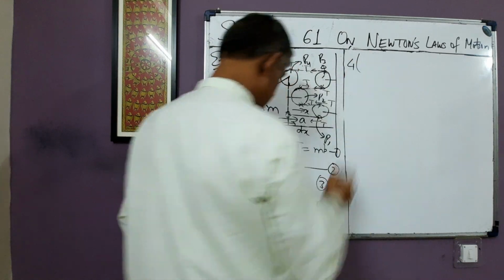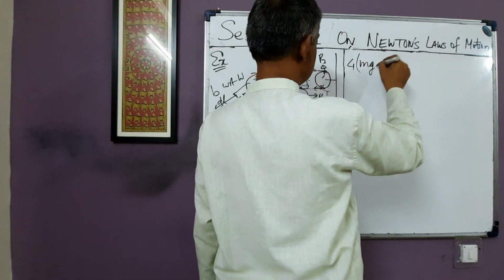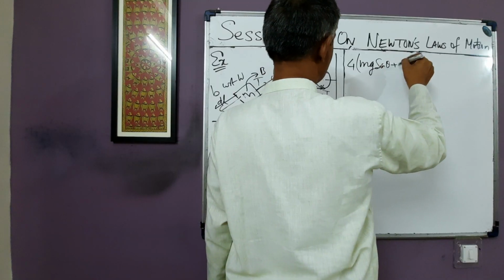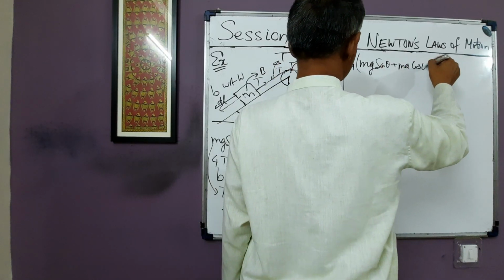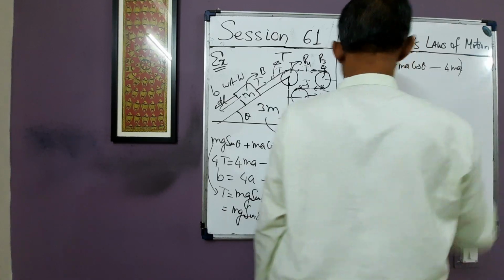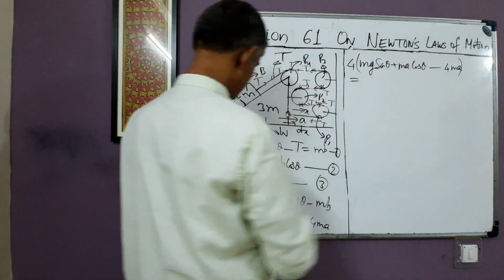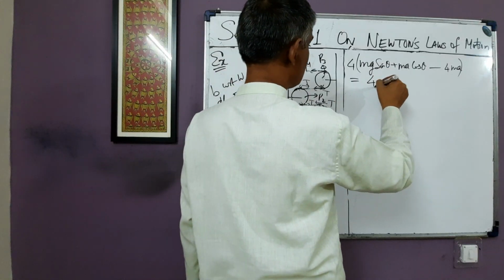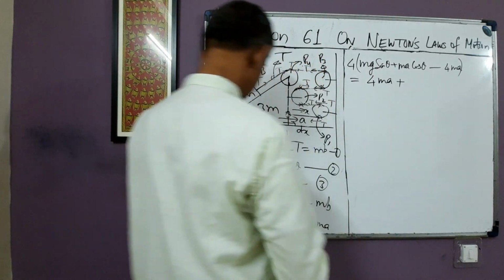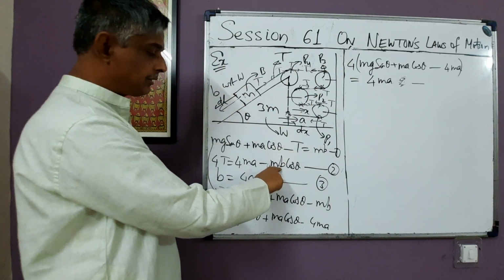So 4 times T. Now T becomes what? mg sin theta plus ma cos theta minus 4ma is equal to 4ma, plus or minus mb cos theta, and b is 4a. So b I will write as 4a.